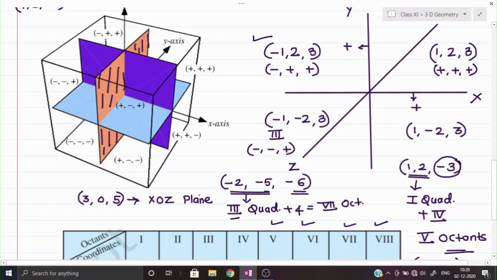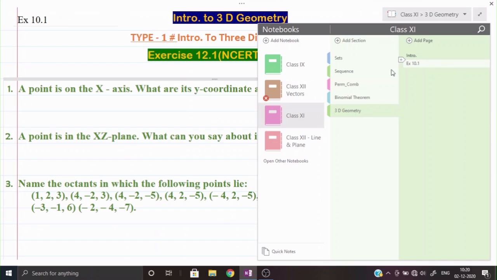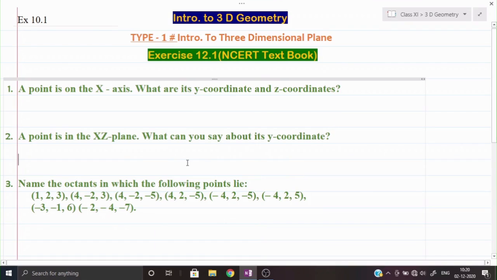In that case, the x and z coordinates take the values 3 and 5 respectively, and the point will lie particularly in that plane. Similarly, if it is given 0 comma 5 comma 7, then this particular point will lie in the YOZ plane. That you need to remember. Okay, so let us start the first question. See, exercise 12.1, I am taking here.